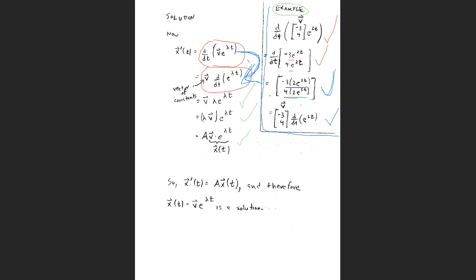So, okay. Now you know how to find a solution to a linear system of differential equations. Just find an eigenvector of the matrix A and multiply it by e to the lambda t, where lambda is the corresponding eigenvalue of that eigenvector. Okay, so far so good. Are there any questions?